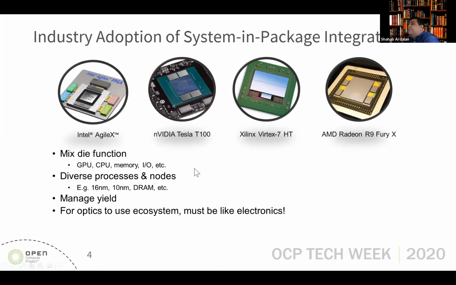For an optical interface specifically to be in the chiplet ecosystem, we need to be more like electronics, which is not easy, but I will explain in detail what I mean by being more similar to electronics in later slides.